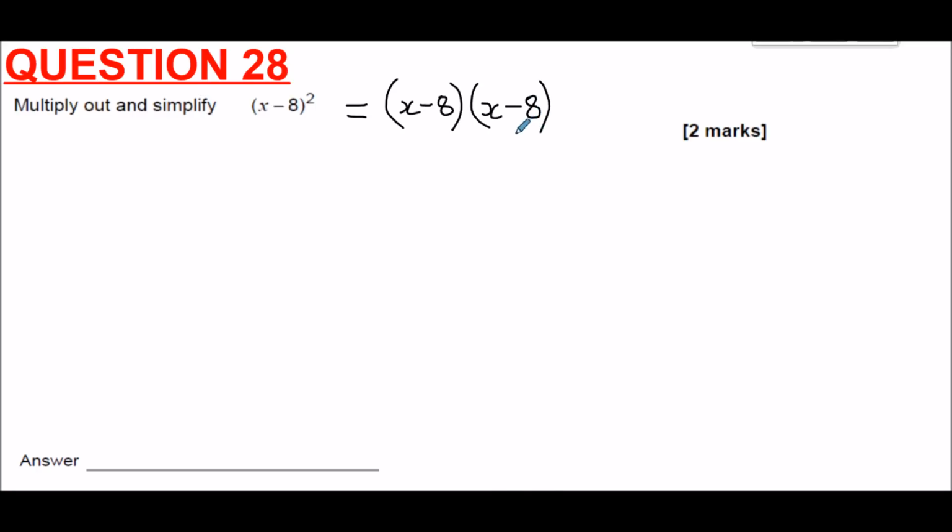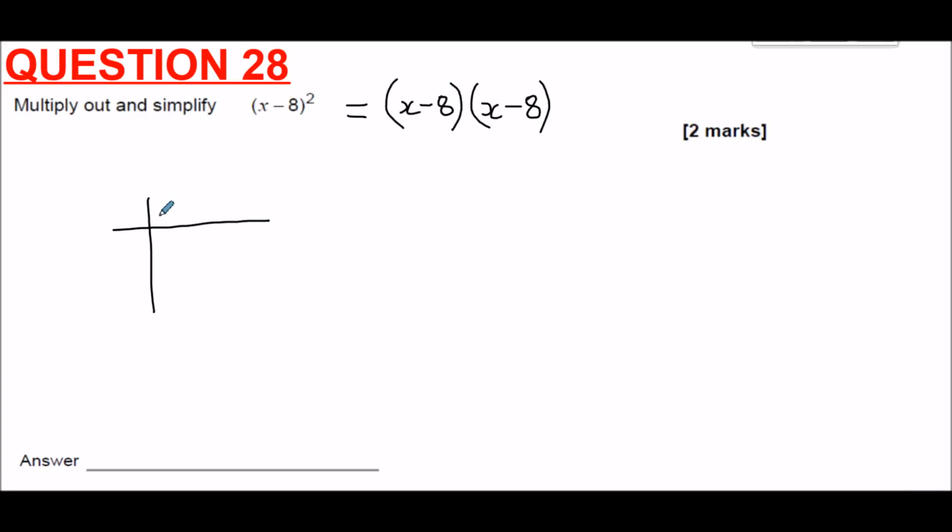Now the reason I'm suggesting you write this out twice is because if you don't, a common mistake here is to just look at this and think, oh, that's x squared, take away 8 squared, which is 64, but it's not. So once you've got to this stage, I'll show you two common ways. I'll show you my favoured way first because I'm a bit biased, I suppose.